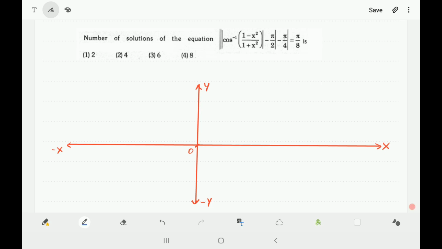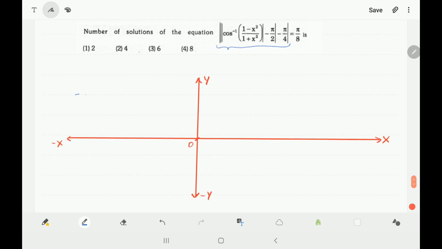Otherwise you can draw the graph of the left hand side term, and then see at how many values this is becoming equal to pi by 8. So I'll be going with the second method. So I'll be drawing the graph. We already know the graph of cos inverse of (1 minus x square upon 1 plus x square). We have drawn this thing. It lies between 0 to pi. The graph is like this. For x less than 0 it is minus 2 tan inverse x. For x greater than 0 it is 2 tan inverse x. Okay, so graph is like this.